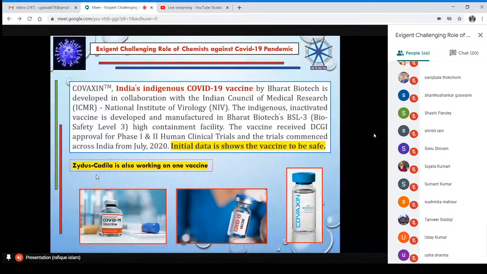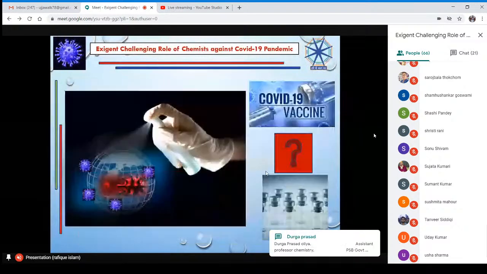And then another is from the Serum Institute of India, in collaboration with AstraZeneca and the University of Oxford, which is in phase 2 and phase 3. The final trial is going on in India. These are the 3 vaccine candidates which are most probably going to succeed.